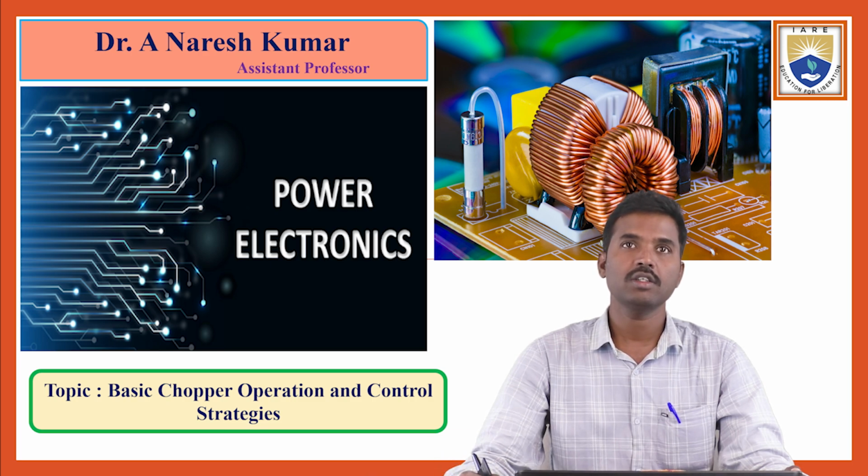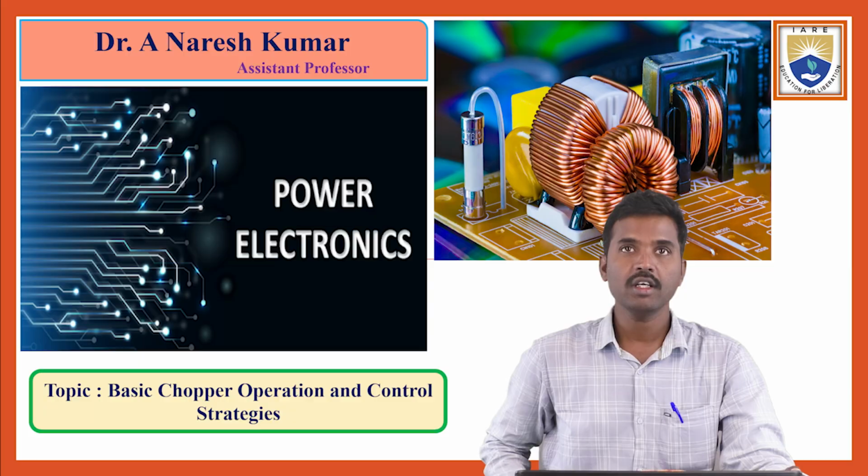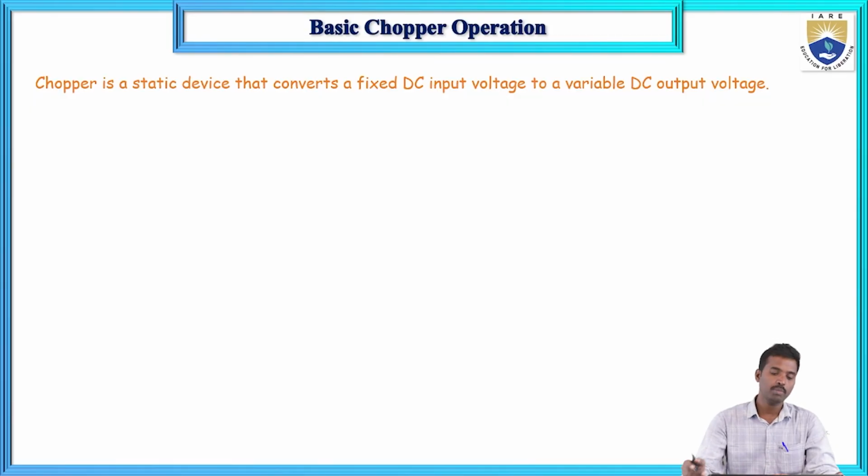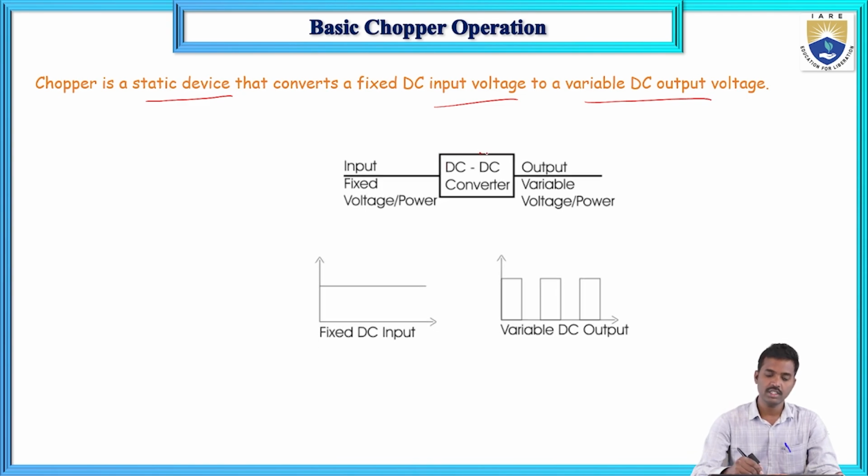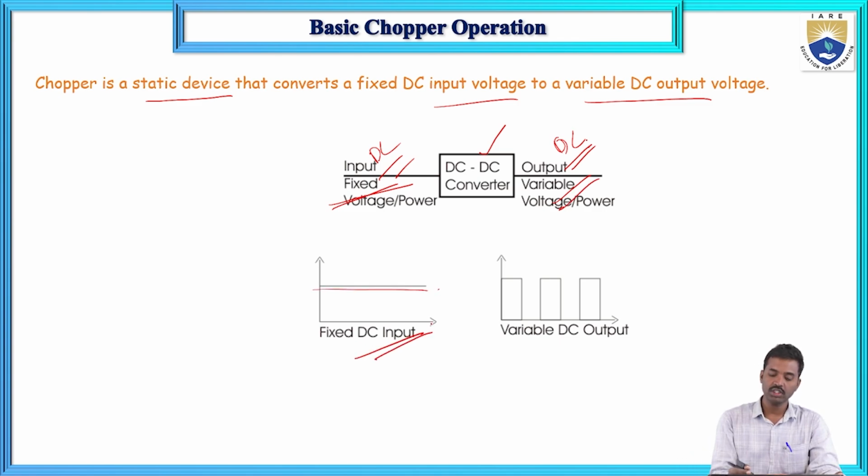Today we are going to discuss basic chopper operation, chopper introduction, why we need a chopper, and control strategies of chopper circuits. First, what do we mean by a chopper? A chopper is a static device which converts a fixed DC voltage to a variable DC output voltage. It is a DC to DC converter, so the input is DC and the output is DC. The input is a fixed voltage or fixed power, and the output is a variable power.